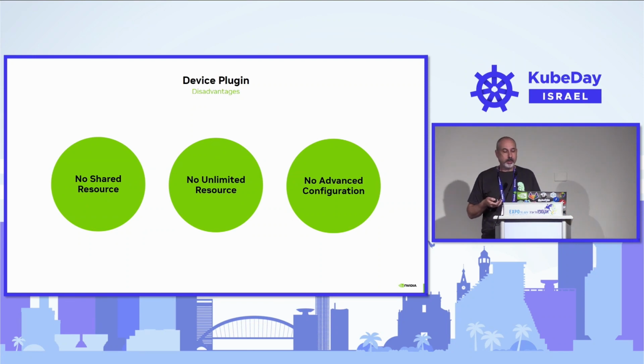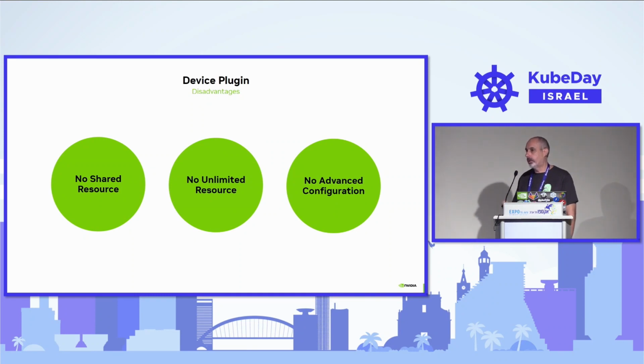Last one, you don't have the possibility to do advanced configuration. Let's say, for example, that you have two GPUs, and you want to have different configurations on them. The device plugin framework doesn't have the possibility to do that. Everything will be configured the same.